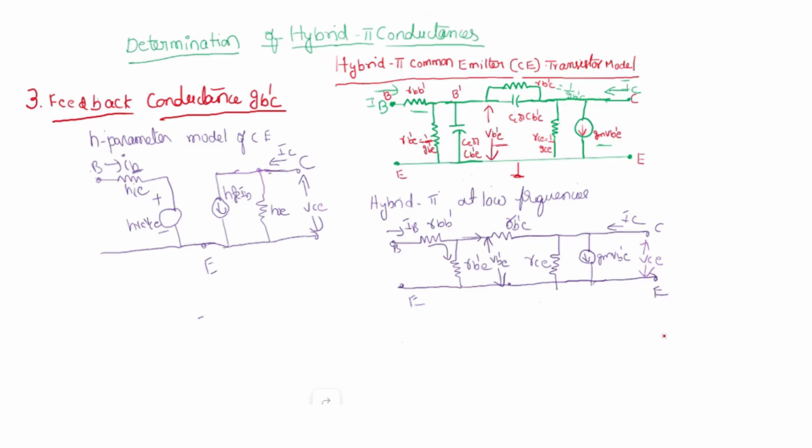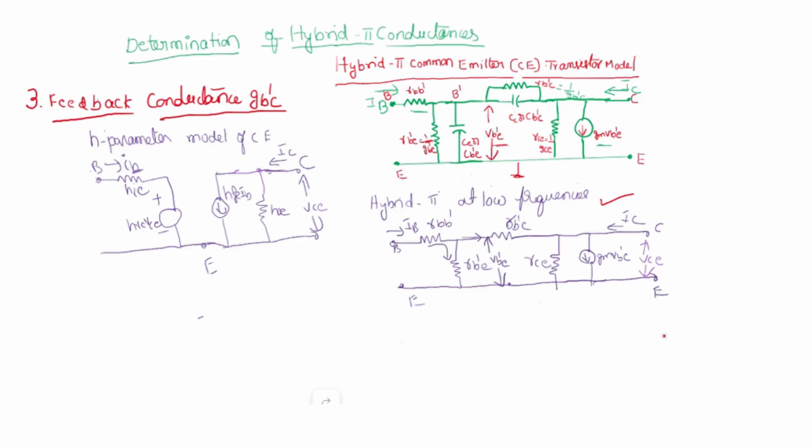Okay, so the H parameter model is at low frequencies. That is the reason, along with the hybrid pi that is for high frequencies, you have to draw the hybrid pi at low frequencies also. By taking all these three circuits, we have to derive the various conductances. Okay, so now let us start this conductance.